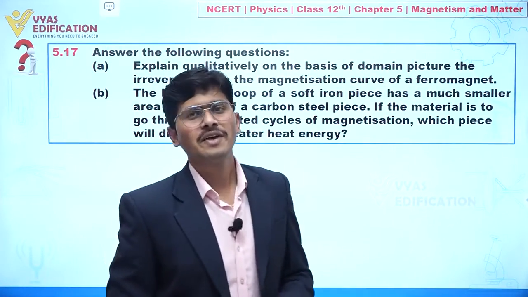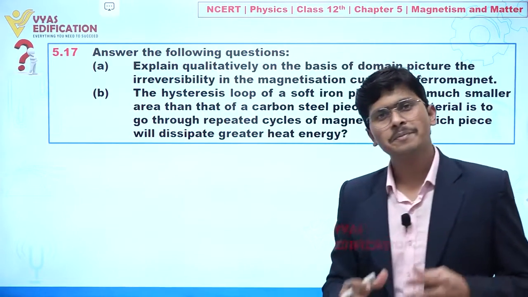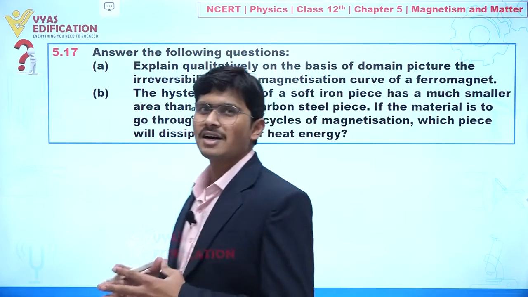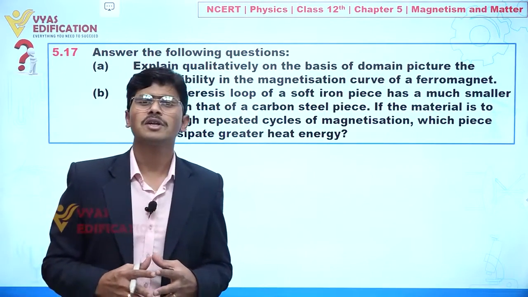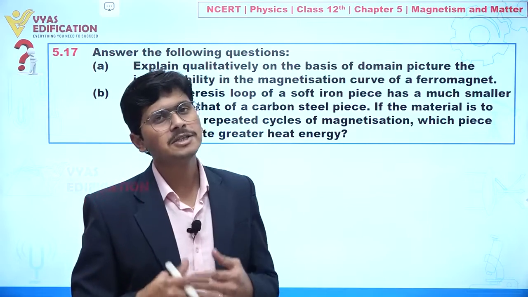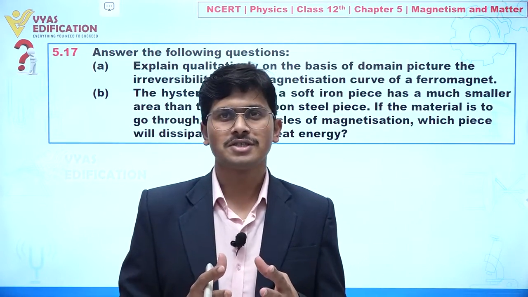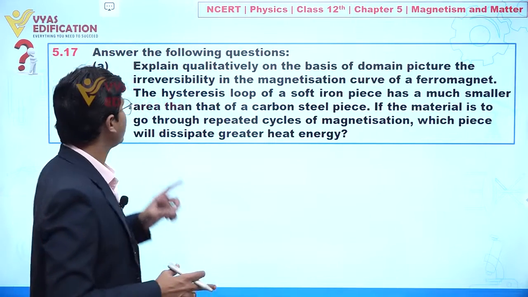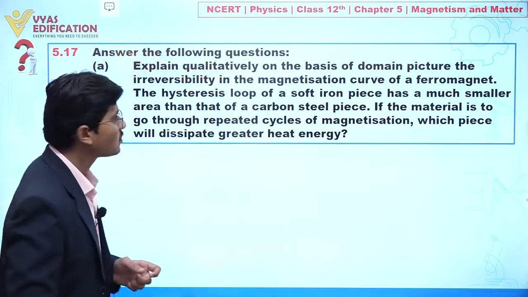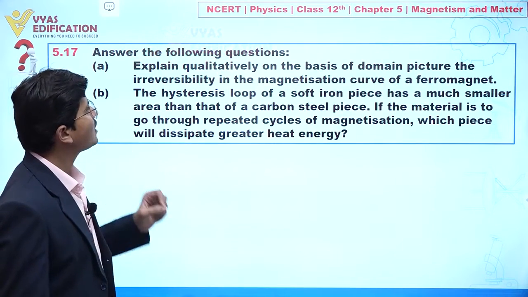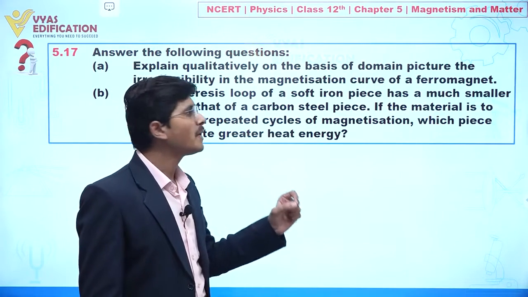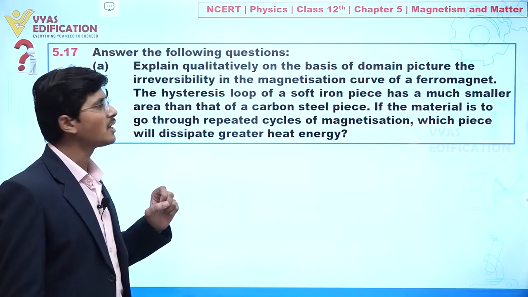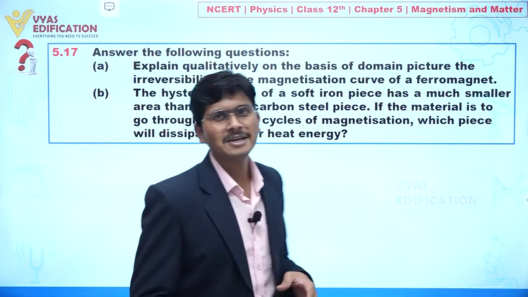So, dear students, now we are going to discuss question number 5.17. Again, this question has a total number of parts, and in each part they are asking some questions. Now we are going to discuss part A. In part A, the question given is: explain qualitatively on the basis of the domain picture the irreversibility in the magnetization curve of a ferromagnet. Clear?